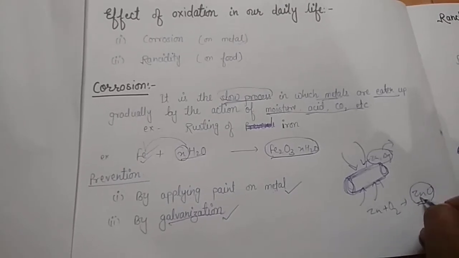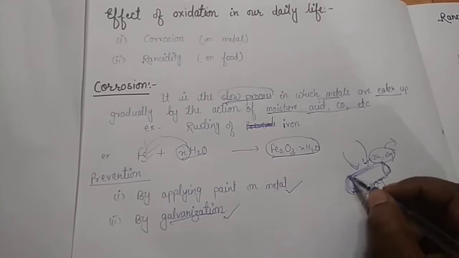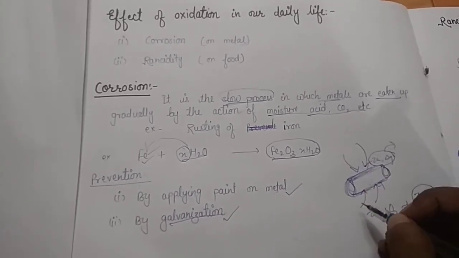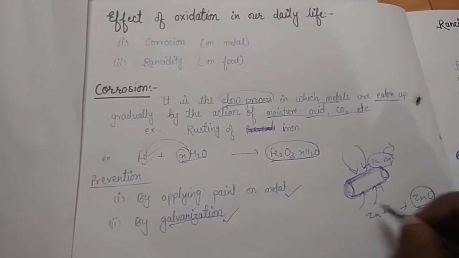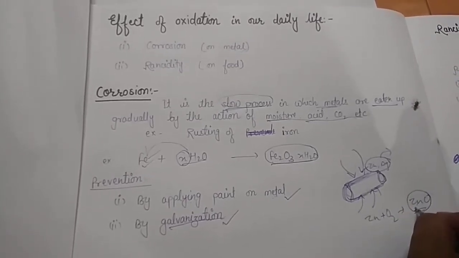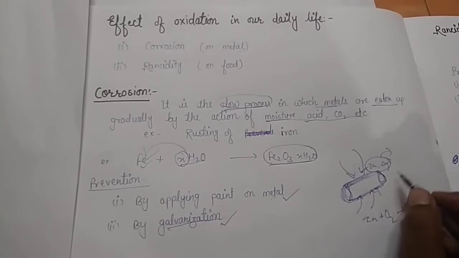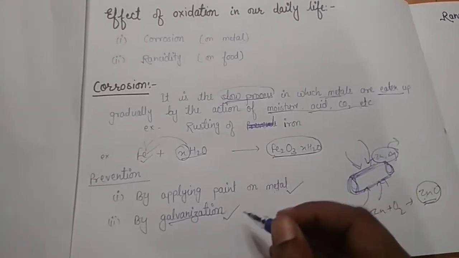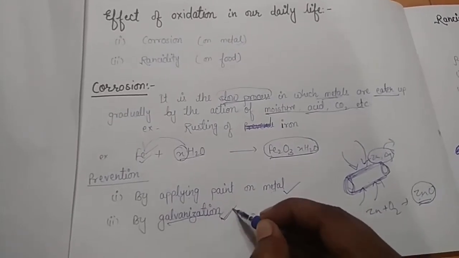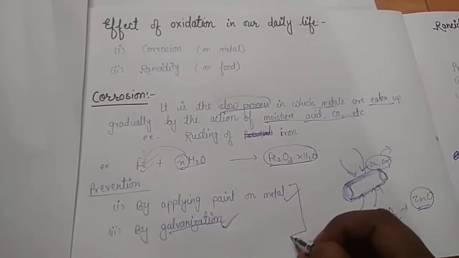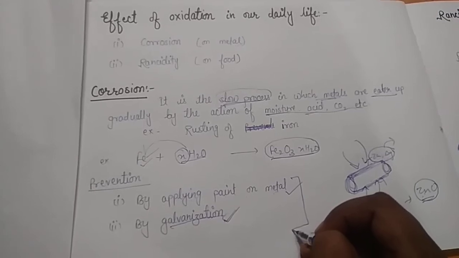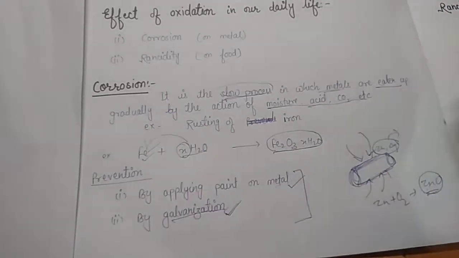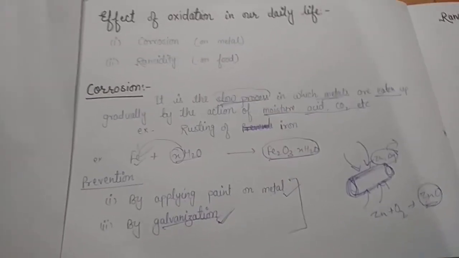Clear, children? It forms zinc. There is a formation of a layer of zinc oxide. So when moisture, acid, everything comes in contact, the zinc oxide, being a less reactive metal, will not react with these and our metal will be safe. Clear, children? So from this we can prevent our metal from corrosion. Is that clear, children? Easy?